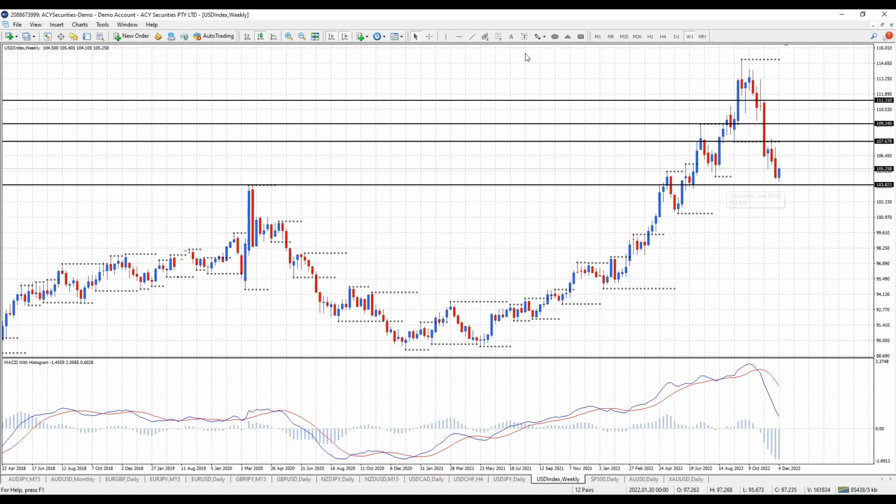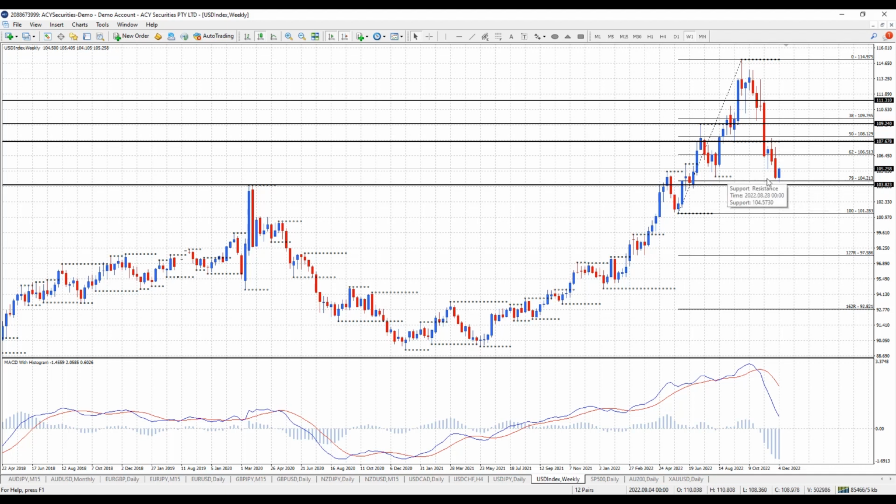So I've also been using a fib from this low, and there's a 79% level there. So there's lots of things here. We've got monthly support and weekly support here that could offer support for a reversal here.